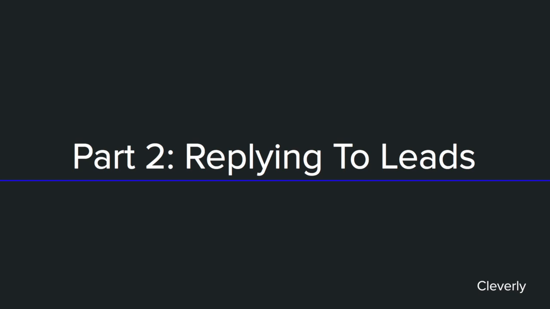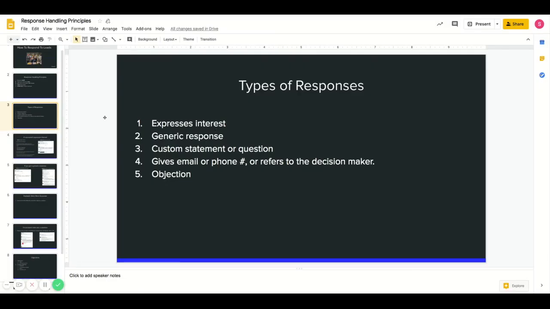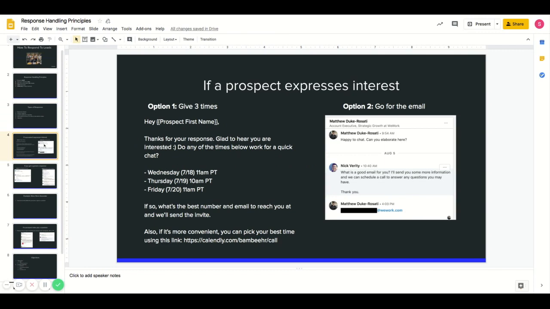All right, now we're going to go over the five most common types of responses. So first one would be if a prospect expresses interest. Here, you want to make it very easy for them. And again, you want to get it off LinkedIn and get their email or phone number.